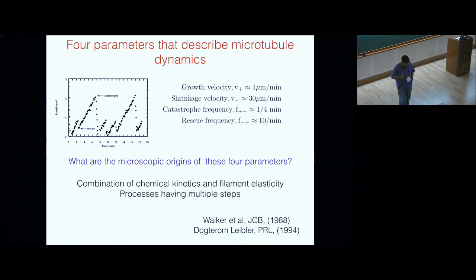And the question is, what are the microscopic origins of these parameters? How do these parameters emerge? Because there is chemical kinetics, which is polymerization and depolymerization, and there is also some kind of filament elasticity which would curve out the protofilaments. So some combination of chemical kinetics and filament elasticity together should decide at least some of these parameters. All of these processes are not single-step processes. There are multiple steps, and therefore, how they decide these parameters is an interesting question.